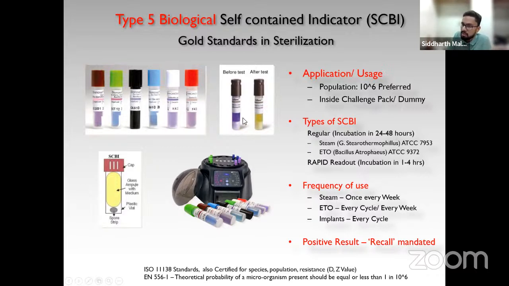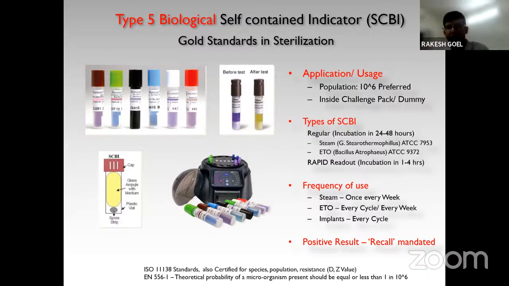Why? Because with implants, if they go inside the body, the infection may not happen today, but it may happen either 6 months or 8 months from today. And there is really no easy way to understand or do surveillance on why the infection has happened. That's why this is the frequency of use. Is there any question on this biological indicator or the chemical indicators?